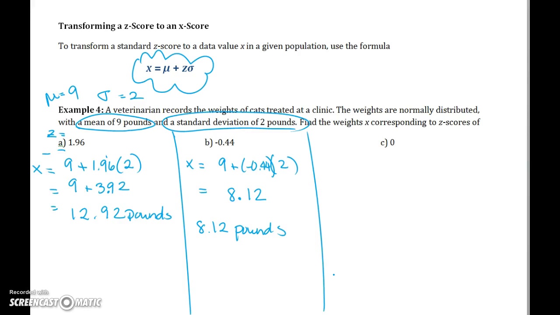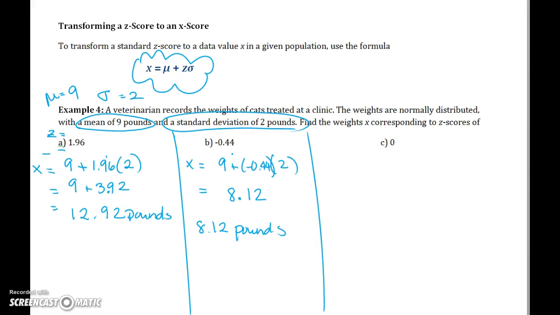Notice here the connection. When the z-score is more than 0, it's on the right side, so it should be more than the average. If the average was 9, this number should be more than that. This z-score was negative. That means that it should be less than the average of 9 pounds. Good way to just check yourself, make sure you're okay.